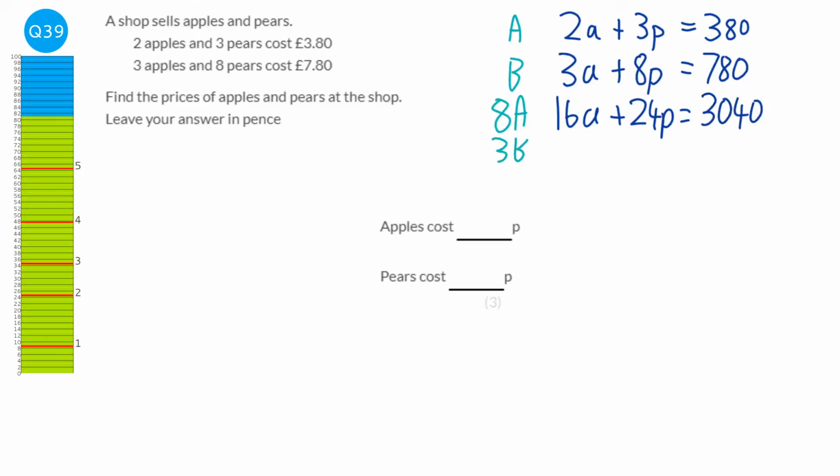And we're going to do the same with B, but this time we're going to times it by 3, so we're going to have 3b. And we're just going through everything here and timesing it by 3. So 9a plus 24p, which is good, that's what we wanted. And 780 times 3 is 2340. So now we've got both of these the same coefficient. What we can do is eliminate going downwards.